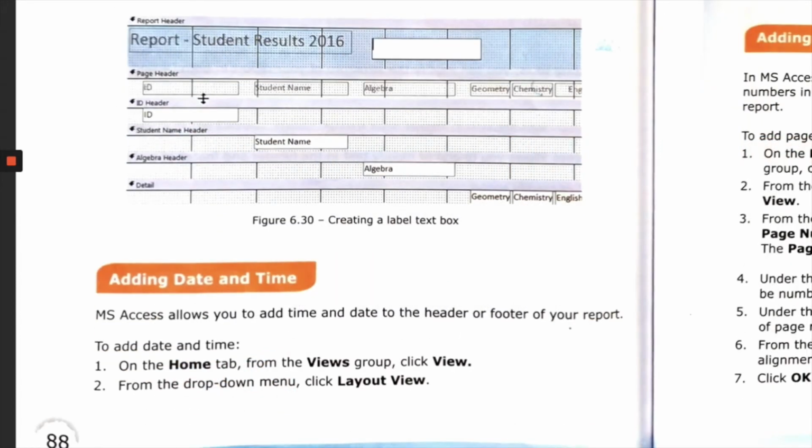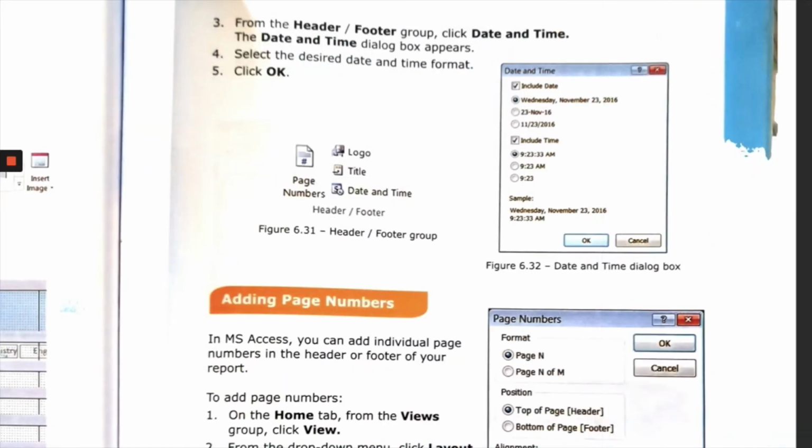Next, let's discuss adding date and time. MS Access allows you to add time and date to the header and footer of your report. To add date and time, on the Home tab, from the Views group, click View. From the drop-down menu, click Layout View. From the header or footer group, click Date and Time. When you click on the Date and Time option, the respective dialog box appears. Select the desired date and time format and click OK. You will get the date and time.